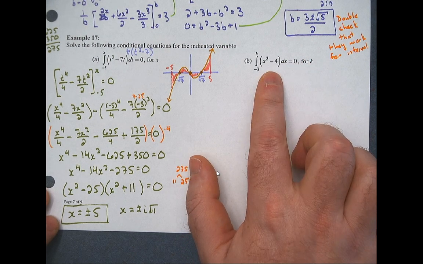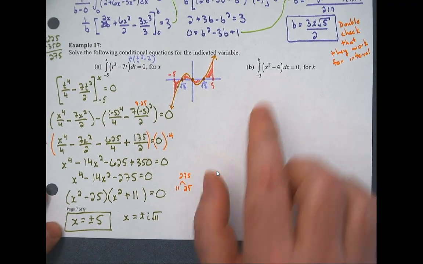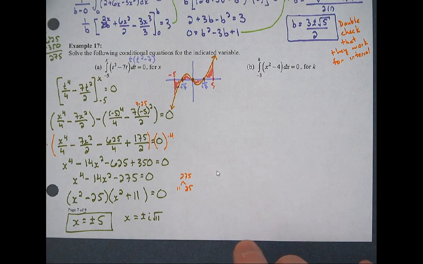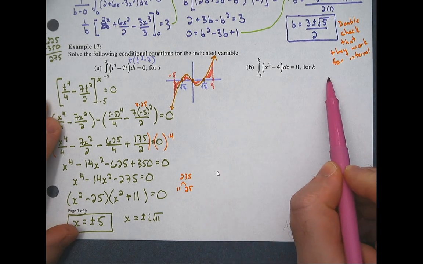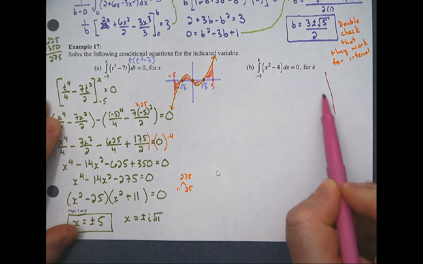So let's try this one. Have you try it again, see if you can find the two solutions, and then we'll talk about what it looks like graphically. Or actually, let's talk about what it looks like graphically first. Let's try that. So make a little sketch. Try to draw it over here this time.